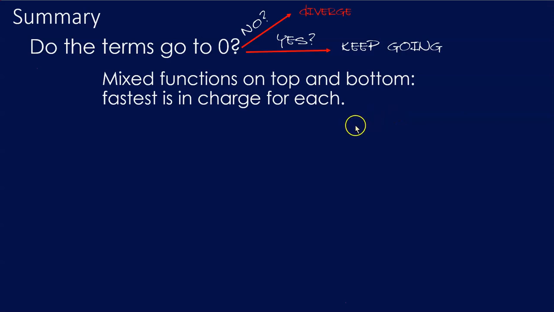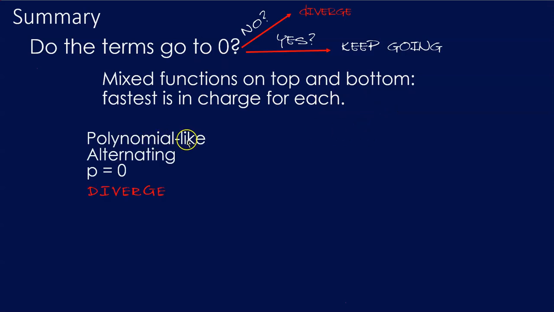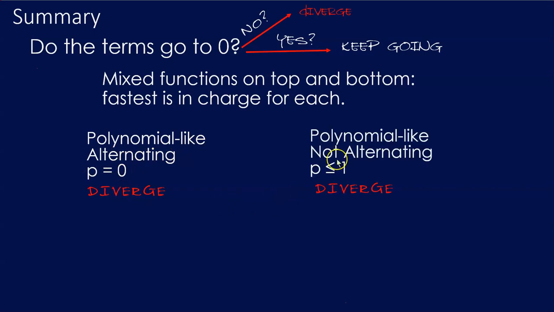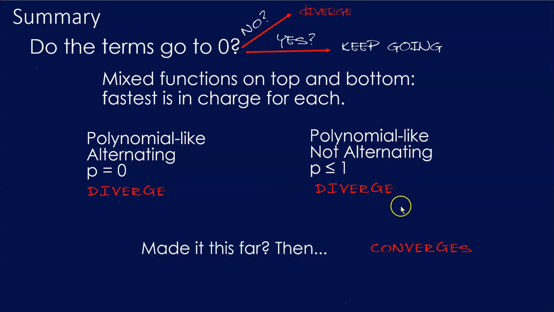So let's look at what we have. Assuming you figure out who's in charge on top and bottom. Okay, polynomial-like, and they're alternating. If p is 0, then it diverges. If it's polynomial-like and it's not alternating and your p is less than 1, it diverges. Otherwise, it converges. Let that sink in.